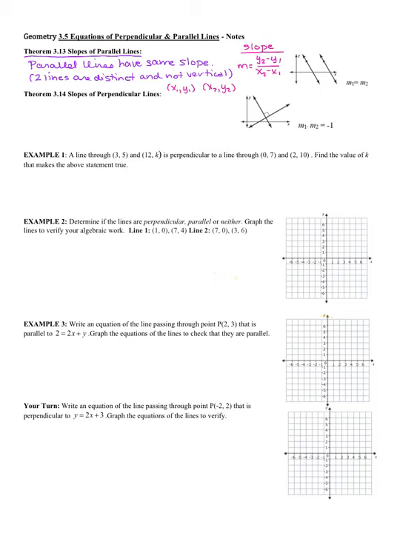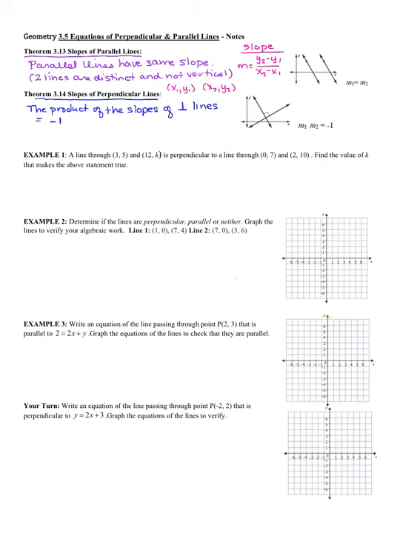All right. Now we have a theorem about perpendicular lines. What do you think would be true about the slopes of perpendicular lines, or what do you remember? Well, it turns out that the product of the slopes of two perpendicular lines, so when you multiply their slopes together, it will equal -1.